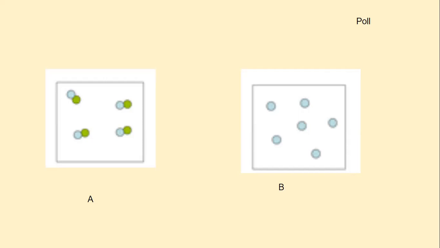Okay, now you've had some time to think about that. I can tell you the answer is A is a compound, because we can see there's two different atoms joined together here, and B is an element because it's made up of just one type of atom. So you can see they're all light blue here.